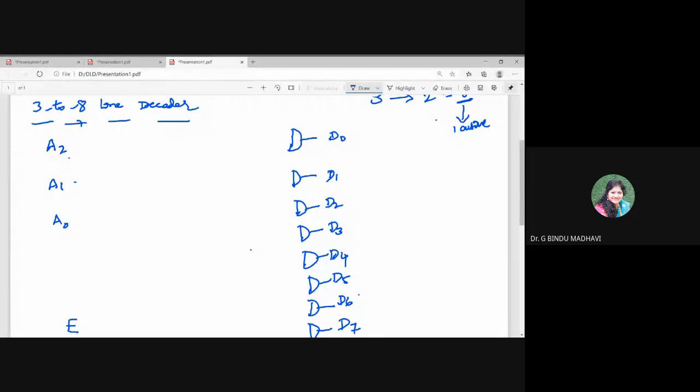So that enable is connected to all the AND gates.